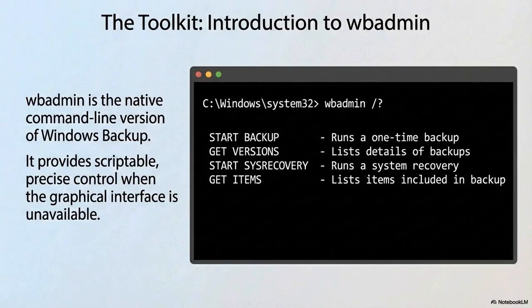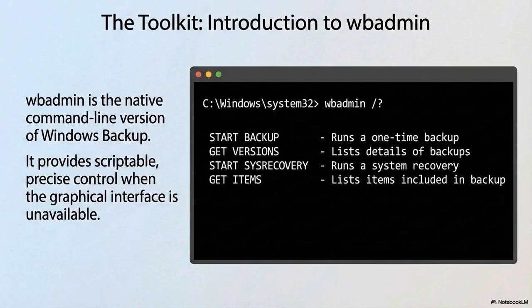But let's set the scene for the second path, the pro way. The pro way. Let's say the graphical interface freezes. Or maybe Windows is so messed up you can't even get to the control panel, the mouse isn't moving. What do we do then? This is where we turn to the command line, specifically a tool called wbadmin. wbadmin. Sounds like a secret code. It stands for Windows Backup Admin.